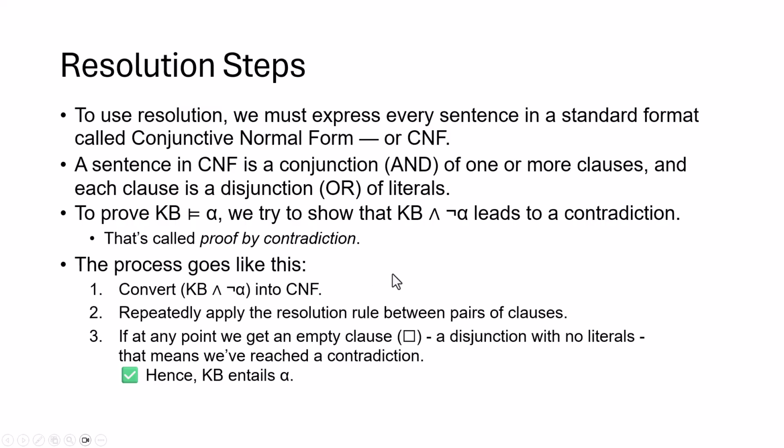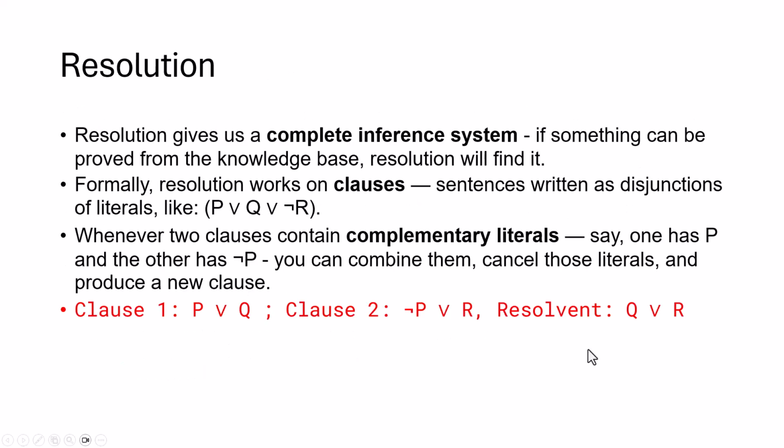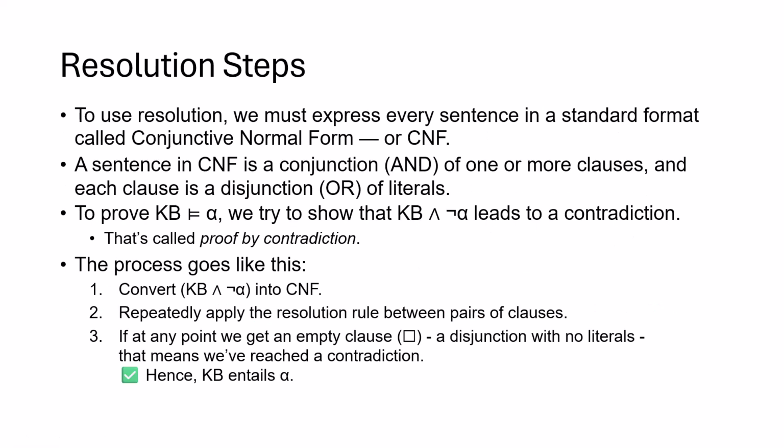So the process goes like this: convert KB and not alpha into CNF. Repeatedly apply the resolution rule between pairs of clauses. Multiple times you can try to combine them, see where there is a complementary literal that can be cancelled, even with the resolved part, the resolvent, we can try another clause and see if any further resolution can be done. So repeatedly you can apply it between pairs of clauses.